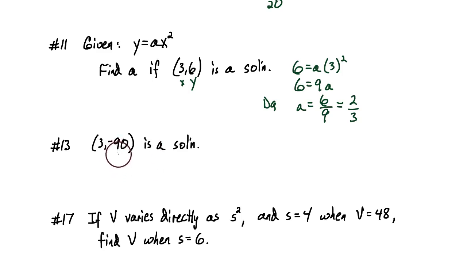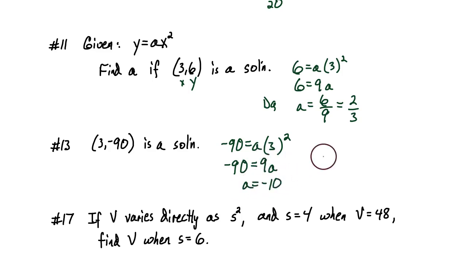Number 13 has the same directions. We're asked to find a again. So let's make our substitutions. In place of the letter y, fill in -90. In place of the letter x, fill in 3. Now let's solve this for a. This makes -90 equals 9 times a. Therefore, a is -10.